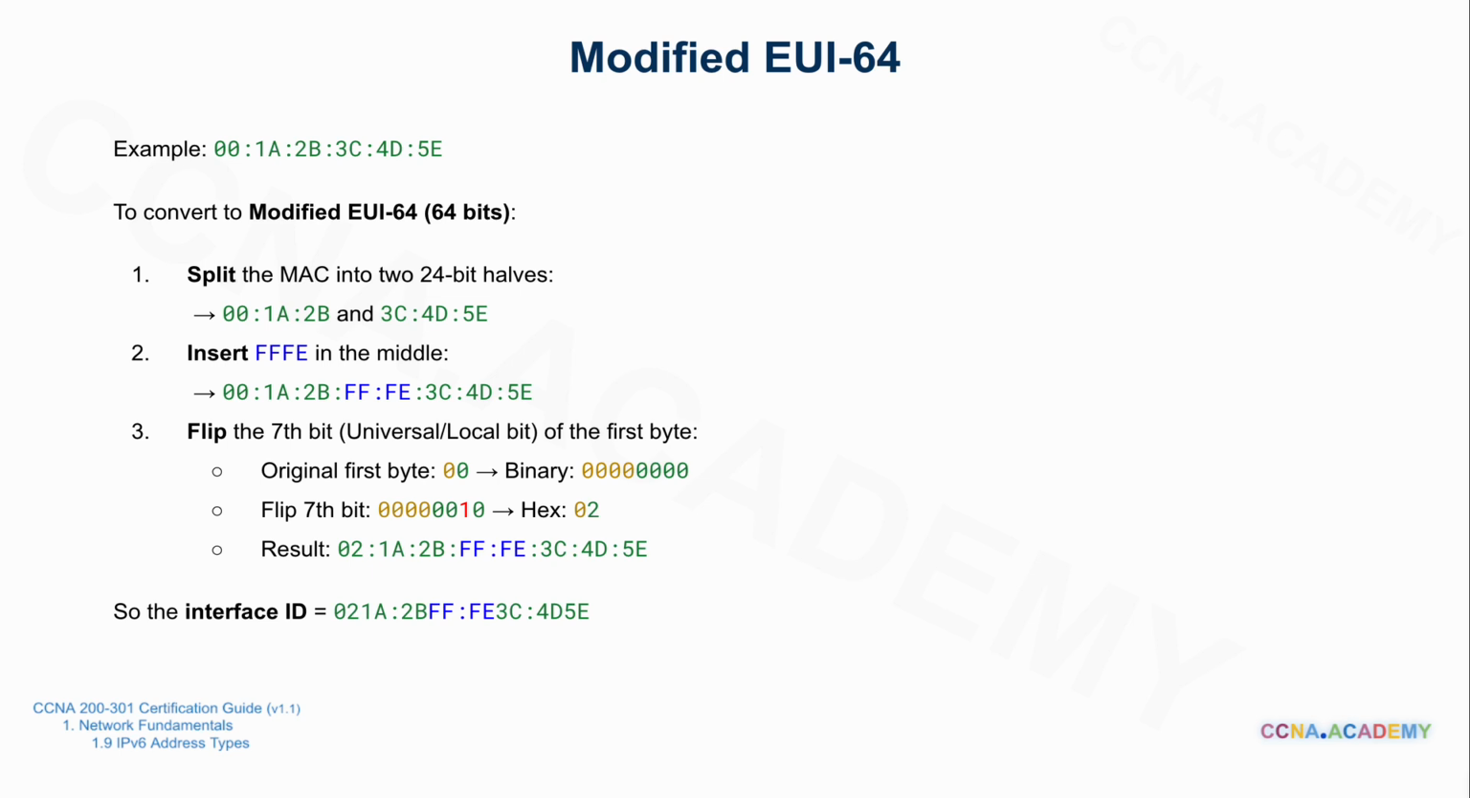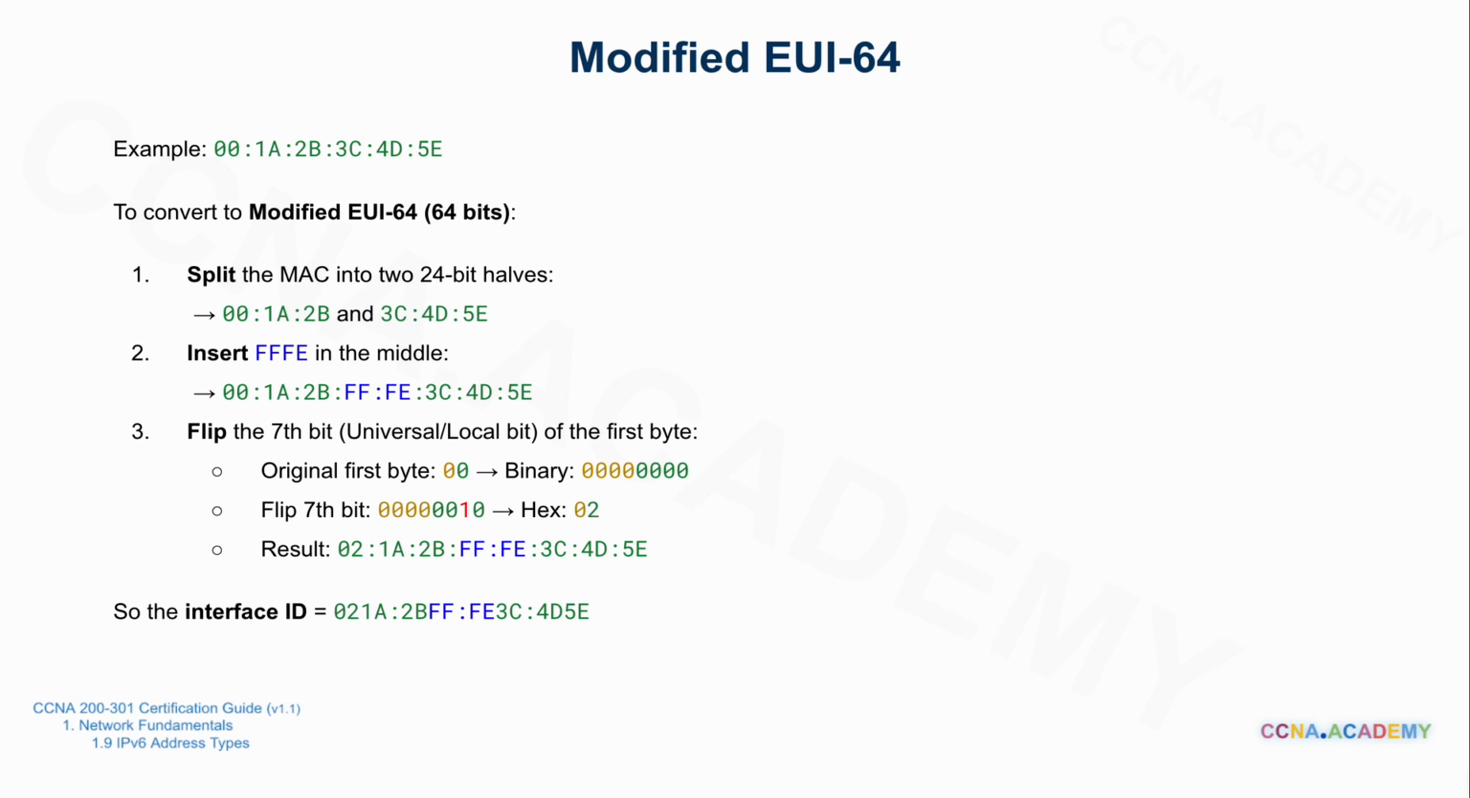Here's how we convert a 48-bit MAC address into a 64-bit interface ID using modified EUI-64. Step 1. Split the MAC into two halves. The first half is 001A2B, and the second one is 3C4D5E. Step 2. Insert FFFE in the middle. That gives you 001A2B FFFE 3C4D5E.